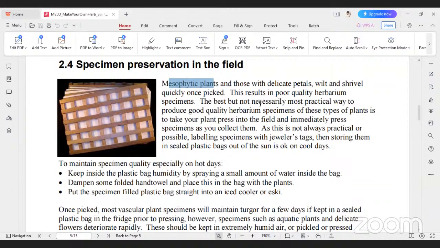The best, but not necessarily most practical, way to produce a good quality herbarium specimen of these types of plants is to take your plant press into the field and deliberately press the specimens as you collect them. As this is not always practical or possible, labeling specimens with jeweler's tags and then storing them in sealed plastic bags out of the sun is okay on cool days.